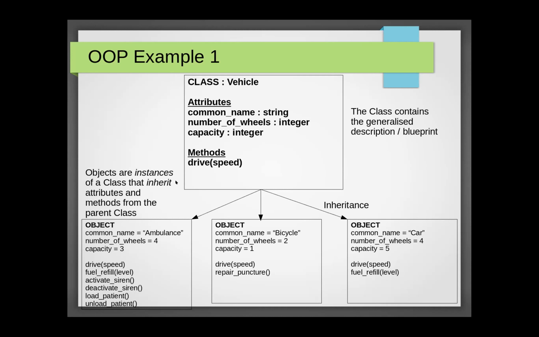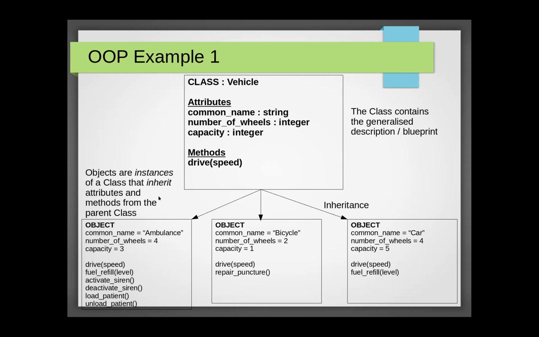And what we can do is we can create instances, a process known as instantiation, where we create examples of that class. And these things, which are known as objects, are basically examples, instances of this class. So we could create an object from this class of vehicle, and we could say, okay, I've got a vehicle here. Its common name is ambulance. It has 4 wheels and it has a capacity of 3. And I inherit the method of drive, but also particular objects may have their own methods as well.